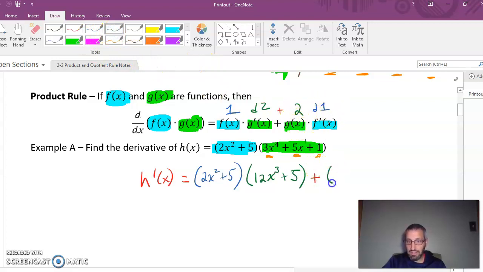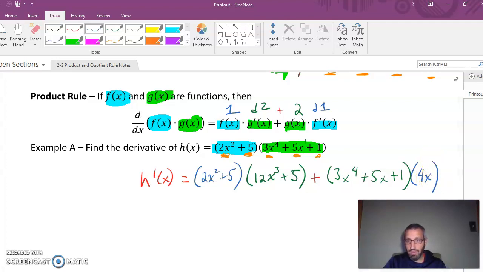Now I'm going to hit plus, and now I'm just going to do the 2 d1. Now notice 2 is just g. Just copy g. And g is 3x to the fourth plus 5x plus 1. And then the last one is d1. So we're going to take the derivative of 2x squared plus 5x. And again, notice that when I take the derivative of 1 here, I'm separated by pluses and minus signs. So I can take the derivative of each of those terms individually. 2x squared, 2 times 2 is 4. x to the 2 minus 1 is 1. And then we have another constant. Derivative of 5 is 0.